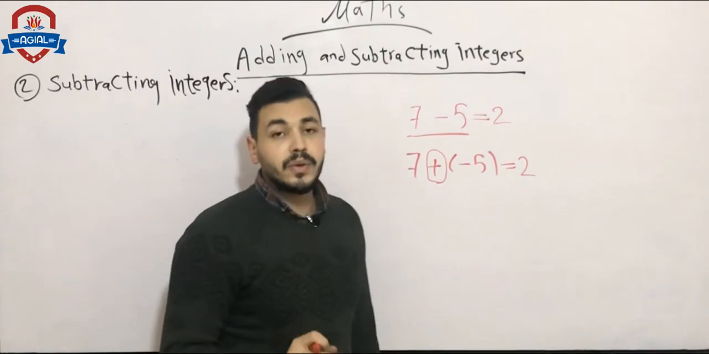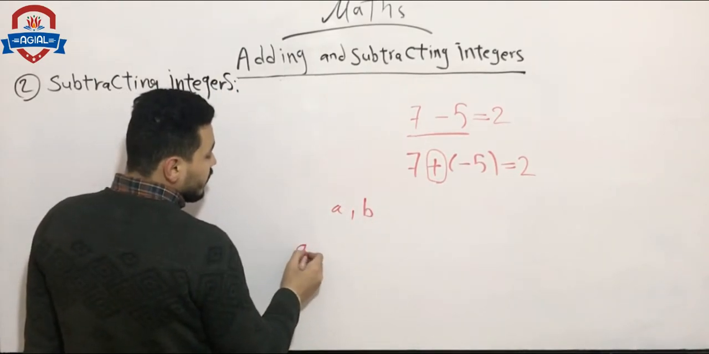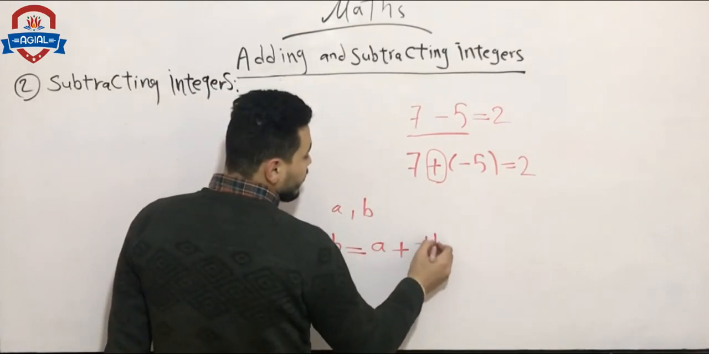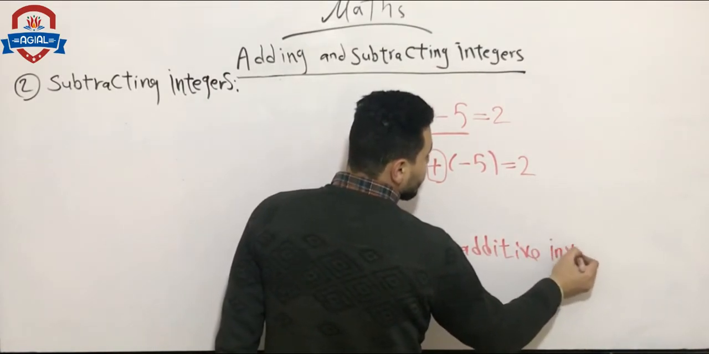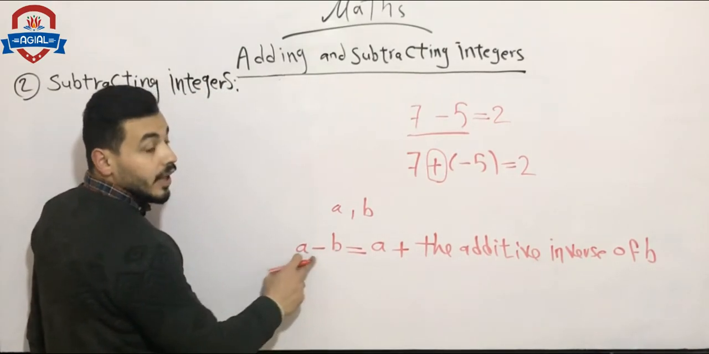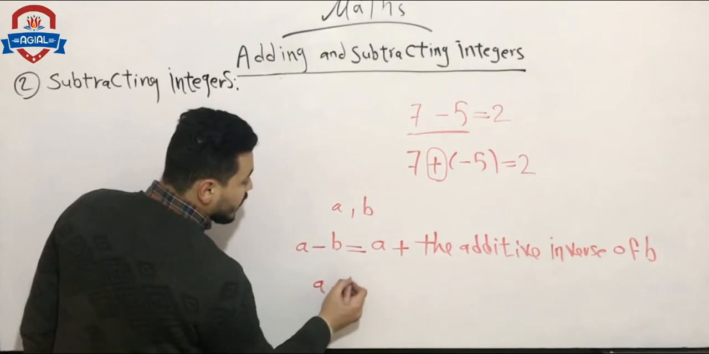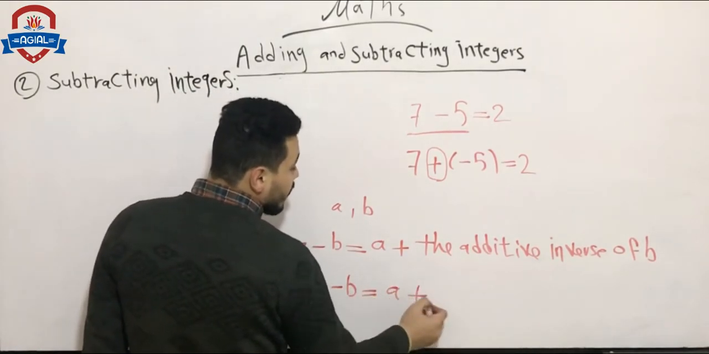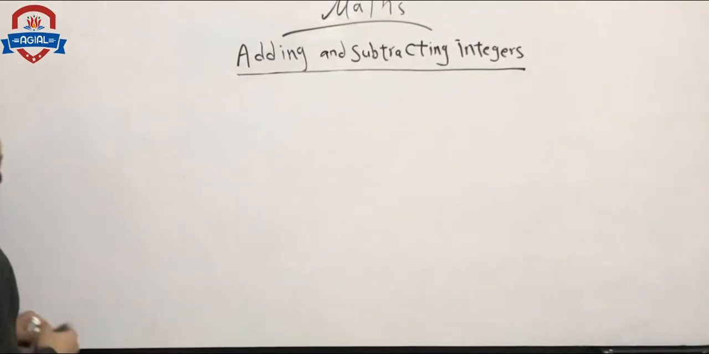So if we subtract two integer numbers, A and B, we define it as A minus B equals A plus the additive inverse of B. So A minus B equals A plus the additive inverse of B, so A plus negative B. And now we need to learn the properties of subtraction.